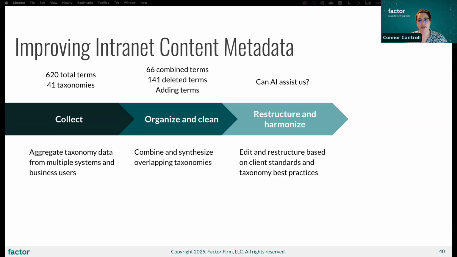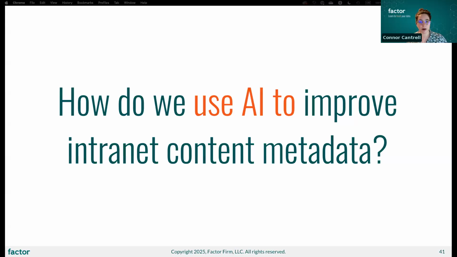But it was also at this stage that we wanted to make sure all the relevant topics and the content were represented for tagging. When we started discussing this element of the project with our client, it became clear that we had access to a number of enterprise AI tools that could help us evaluate the content. And so we embarked on a slight revision of our initial project question. How do we use AI to improve intranet content metadata?